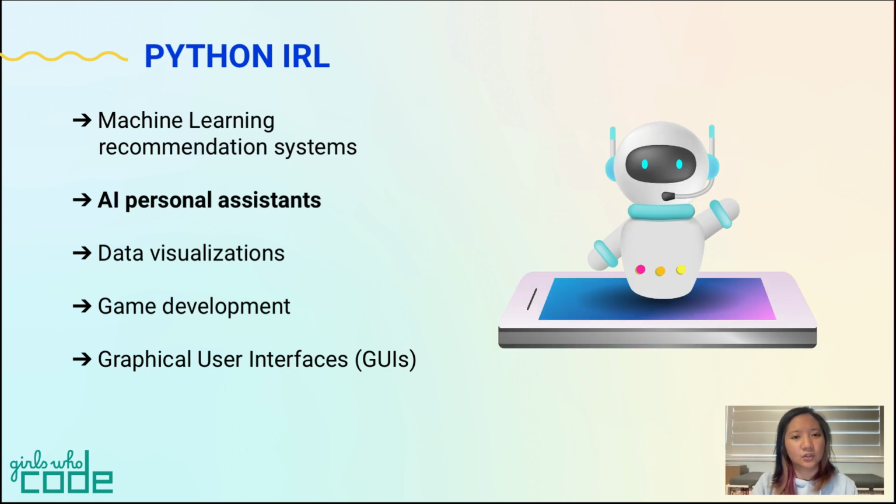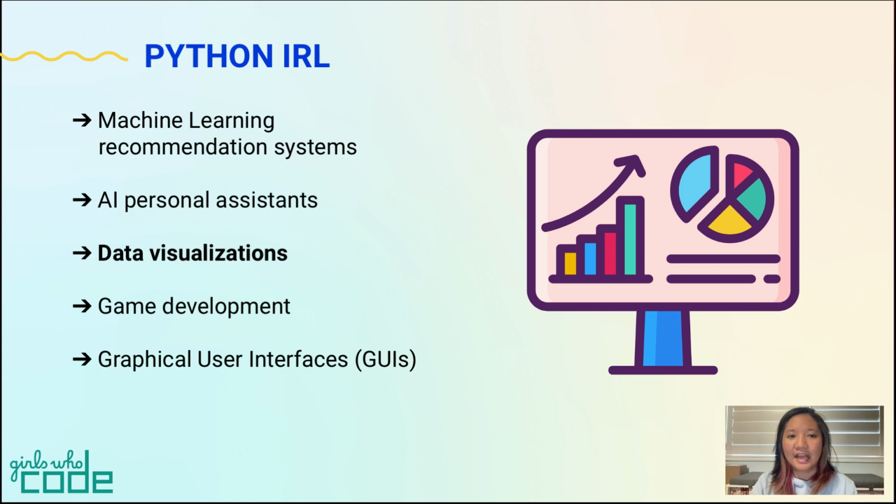Talk to Alexa or Google? Programmers often use Python to build these AI personal assistants. It's important to keep in mind that there is still a human making some of the decisions and therefore an opportunity for bias.